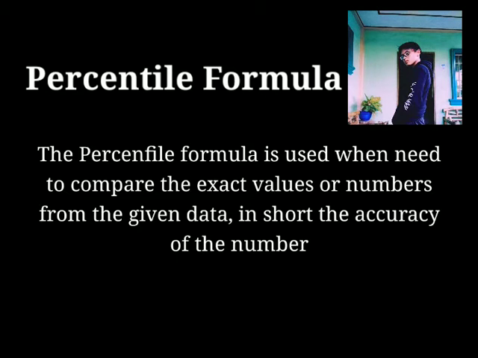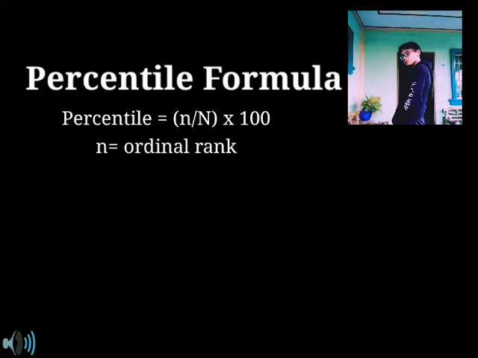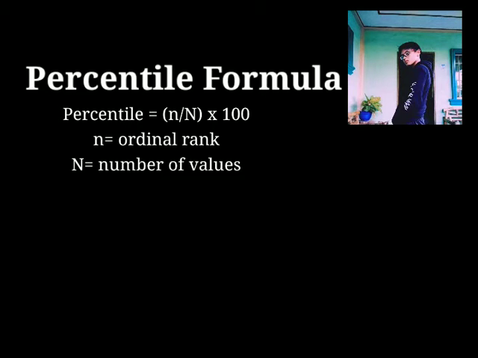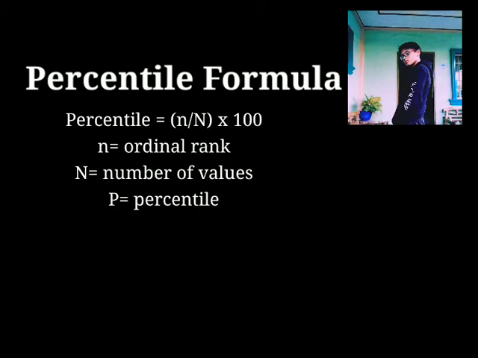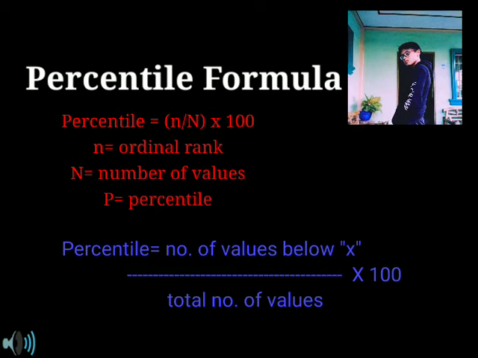In our day-to-day life, percentile formulas are usually helpful in finding test scores or biometric measurements. The percentile formula is shown like this, where small n is the ordinal rank of the given value, the capital N is the number of values in the dataset, and P is the percentile. The percentile formula can also be shown like this, where percentile equals number of values below x over total number of values times 100.